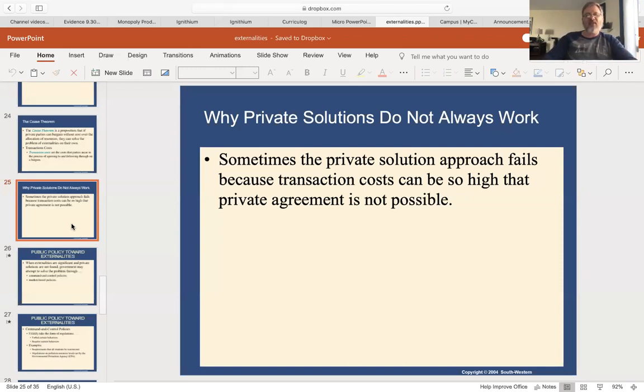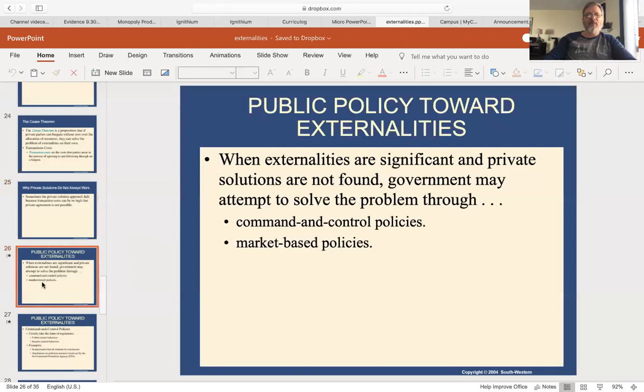So in a lot of cases, government intervention is required because the property right at issue doesn't allow for negotiations to really take place, because the property rights aren't well defined.